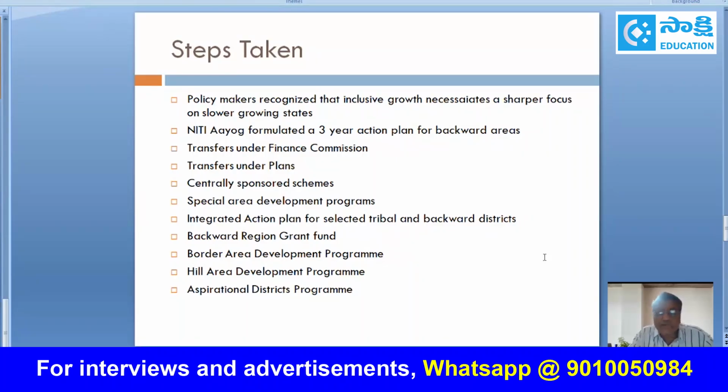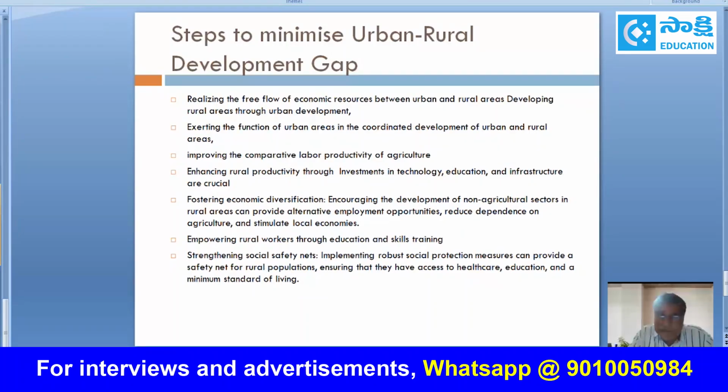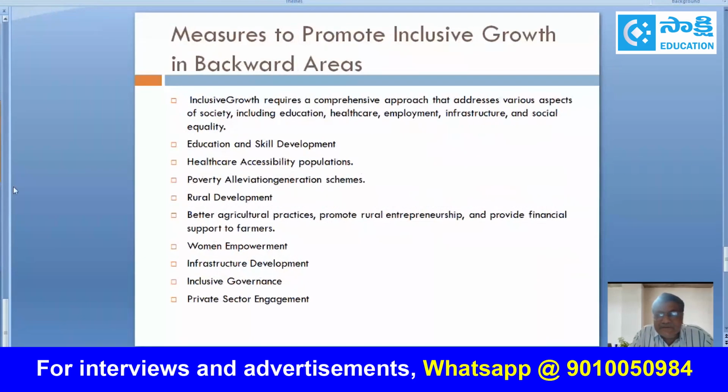The next one: the central government has been helping the state governments through various transfers to achieve an equalizing level of development. For example, the Finance Commission used to recommend grants to the backward regions of the country. So the financial transfers to states, we can treat them as the financial transfers under the Finance Commission and direct investments in less developed states. The government of India is investing heavily in less developed states under centrally sponsored schemes.